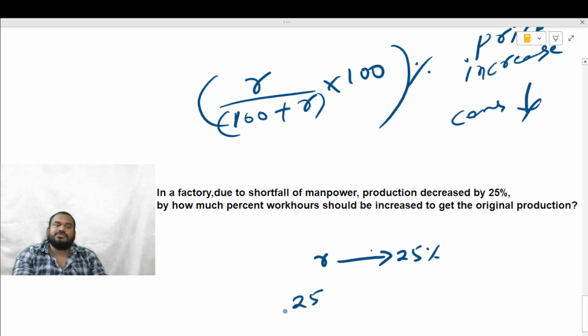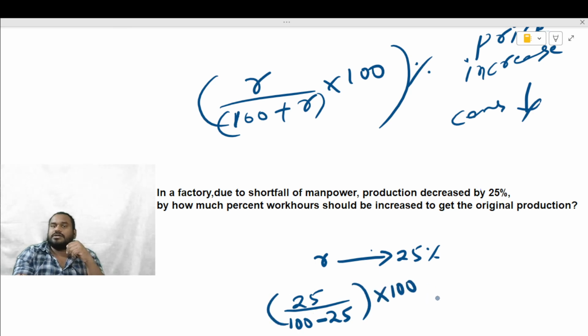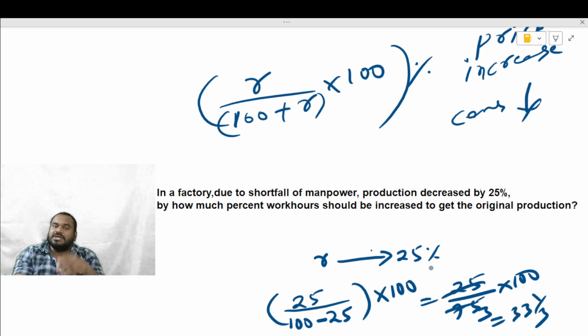What work hours should be increased by 25? I'm saying increase. It means 100 minus R or 100 plus R, here itself you should decide. It should increase. Increase means 100 minus R. Denominator should be less. So 100 minus that R, where R is nothing but 25, into 100. So it means 25 divided by 75 into 100. So 25, 3 is 1, so 100 by 3 is nothing but 33 1/3, or 33.33%.